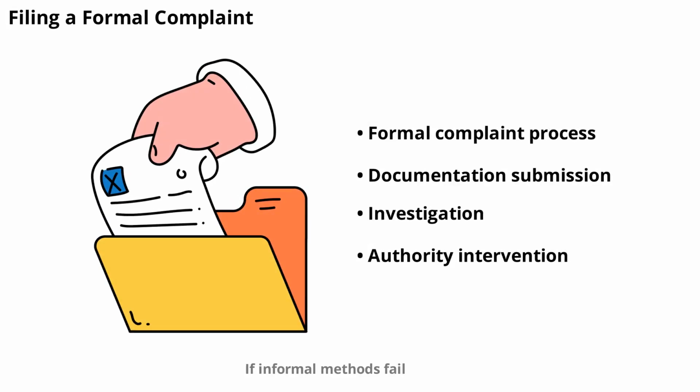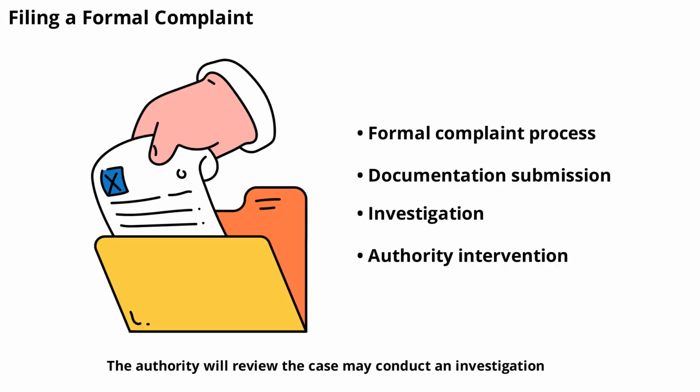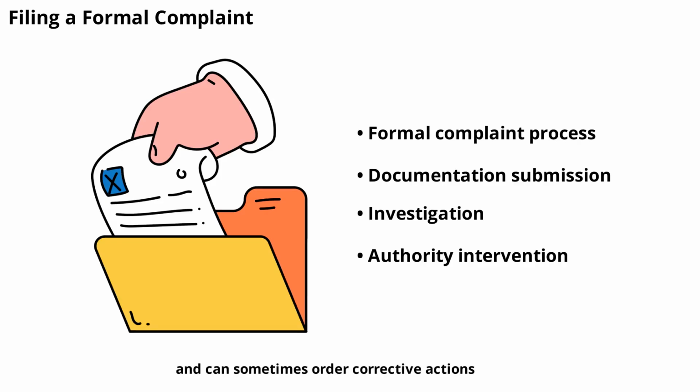If informal methods fail, tenants or landlords may need to file a formal complaint with a local housing authority or regulatory body. This step usually involves submitting documentation and a written statement outlining the dispute. The authority will review the case, may conduct an investigation, and can sometimes order corrective actions. This process is more structured and can help resolve issues that can't be settled privately.